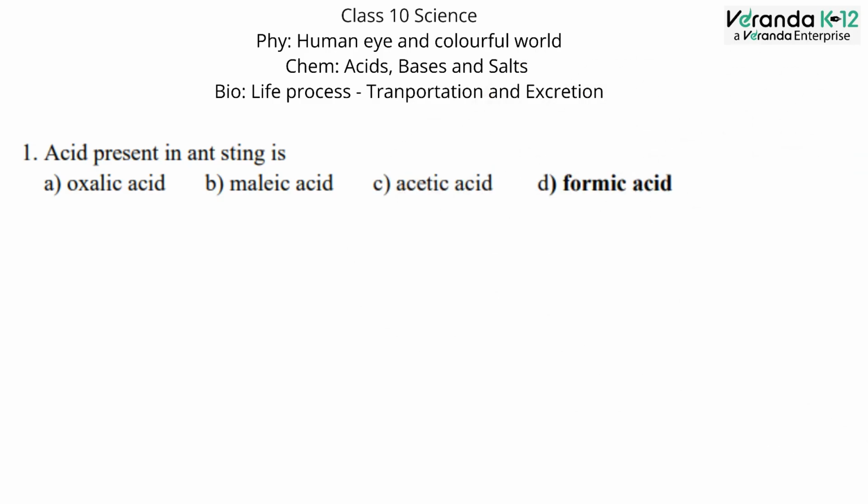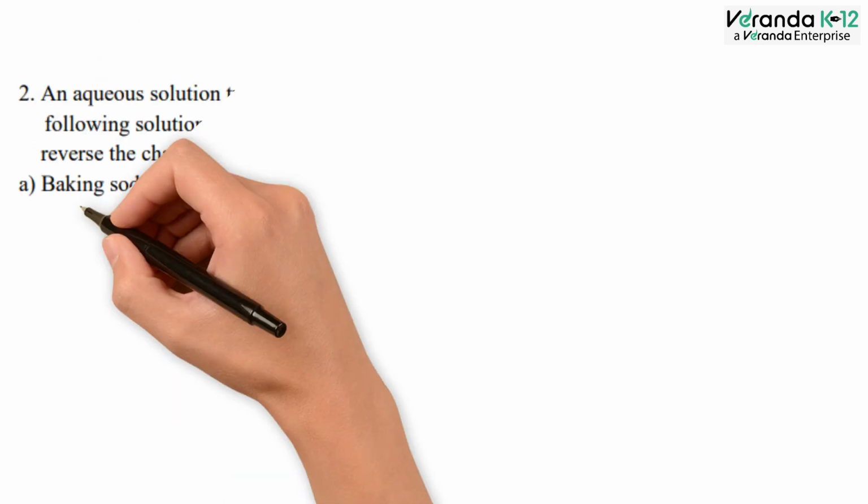Acid present in ants' sting is? The options are oxalic acid, malic acid, acetic acid and formic acid. So the correct answer is formic acid.